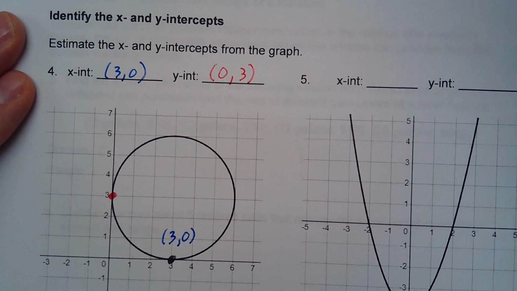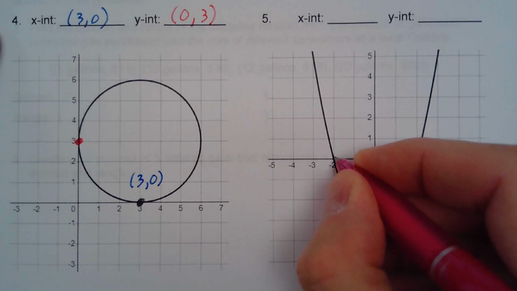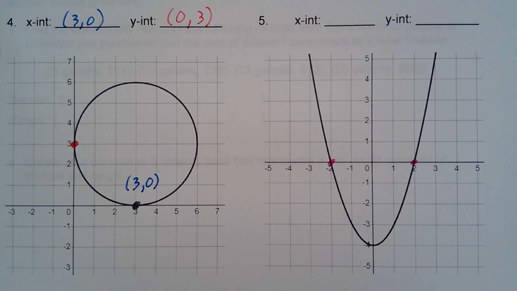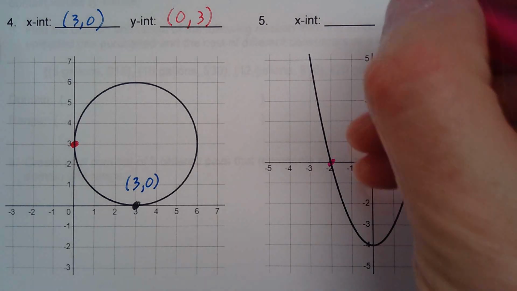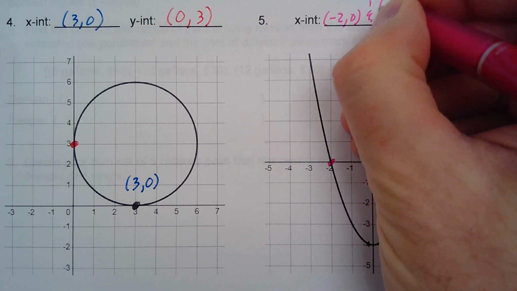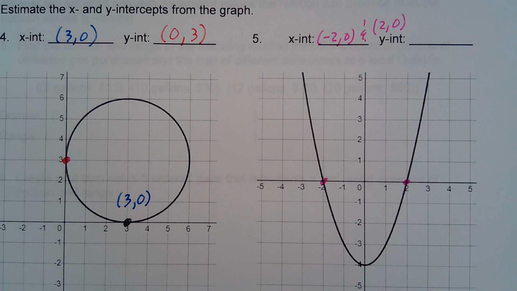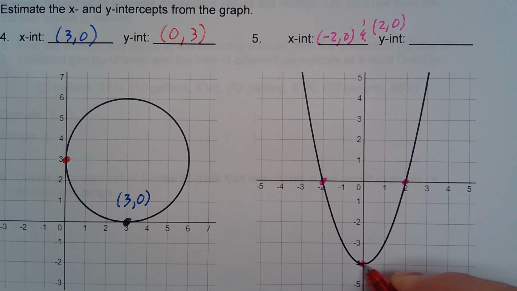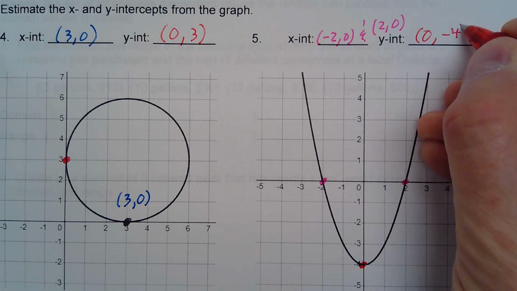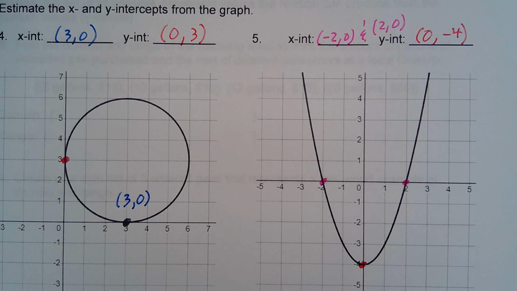Let's try number 5. It looks like we're going to have two x-intercepts, one at negative 2 and one at 2. Again, I do not want to write negative 2, 2. I need to write these in the proper form. So my first one is going to be negative 2, 0. My second one is going to be positive 2, 0. And then my y-intercept is 0, negative 4. All right, let's turn the page.